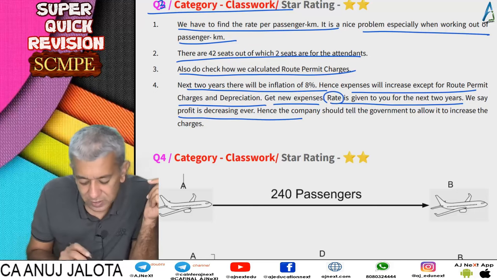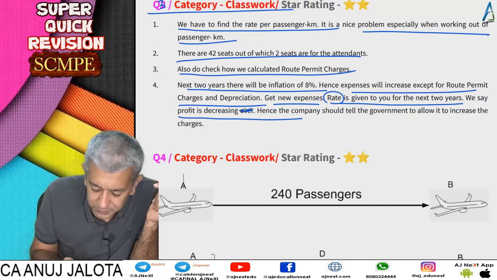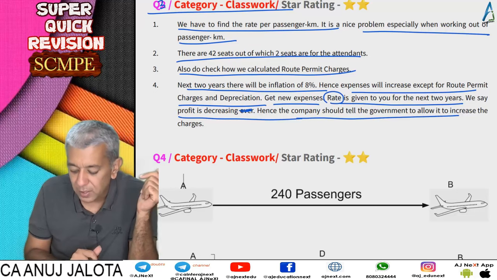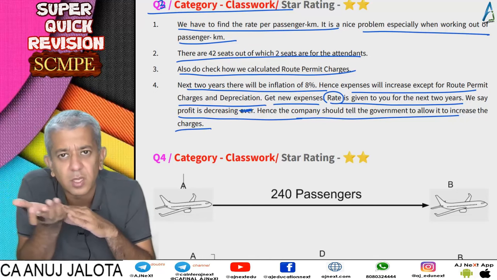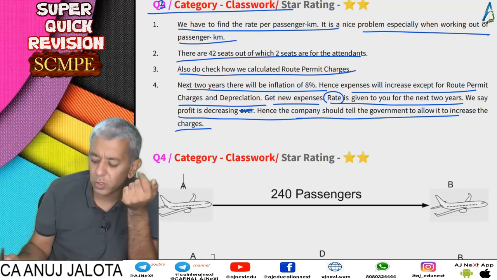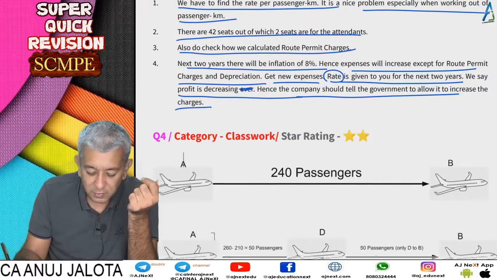We say that profit is decreasing. Hence the company should tell the government to allow it to increase the charges. Obviously, if that is not possible, then you can think of shutting down these particular routes as loss will be coming. Okay, that's it for your question number three.